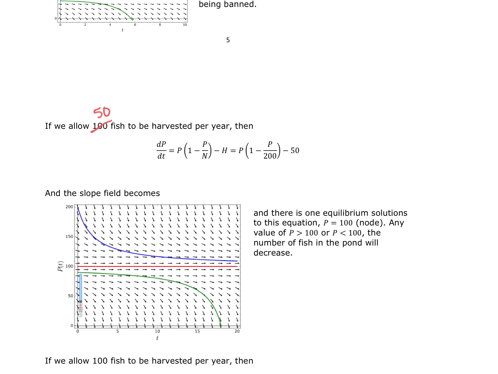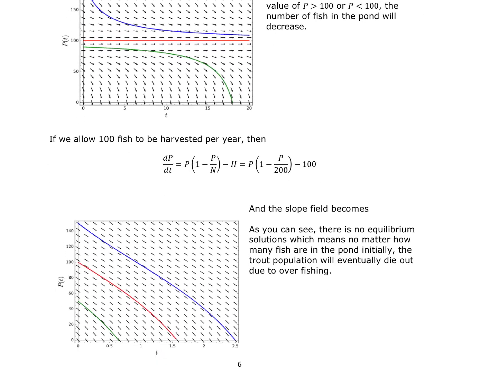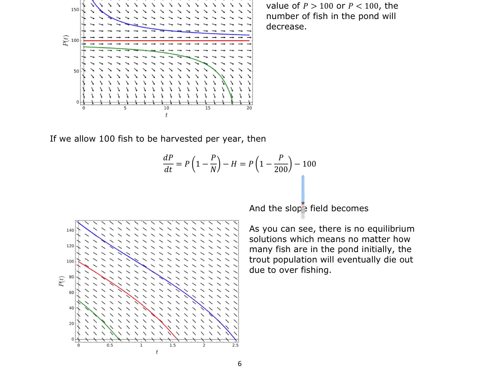However, if I have less than 100 fish to begin with, if I continue to allow 50 fish a year to be harvested, eventually there will be no fish in my pond. Lastly, if I decide to harvest 100 fish in this pond, there is no equilibrium point, and what will happen here is that eventually we will fish them all out.